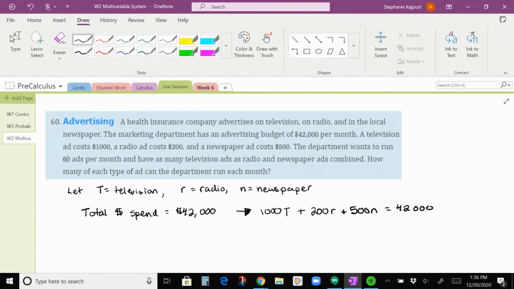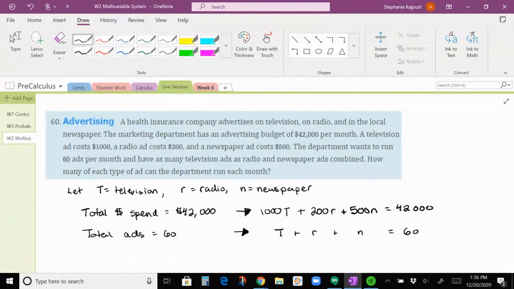Okay, the next sentence, the department wants to run 60 ads per month. So if we have 60 ads per month, that tells us our total number of ads is 60. So the total for television, radio, and newspaper is 60. Total ads equals 60. So that gives us an equation: television plus radio plus newspaper equals 60.